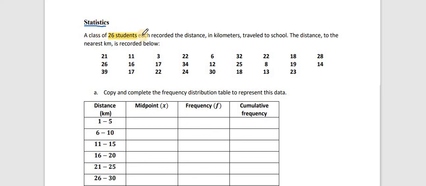So a class of 26 students each recorded the distance in kilometers traveled to school. The distance to the nearest kilometer is recorded below. So each of the 26 students recorded the distance that they had to travel to school. So these are the distances.